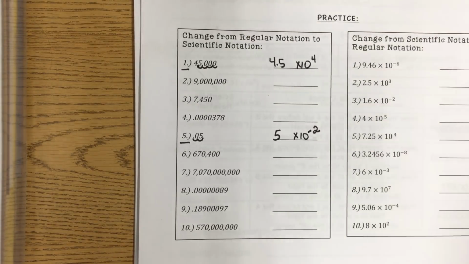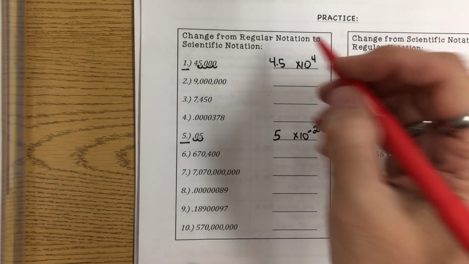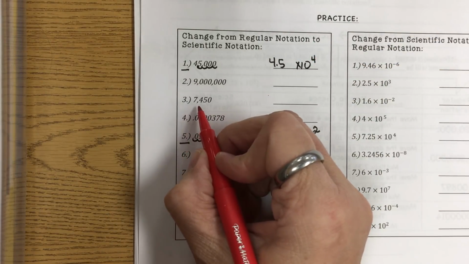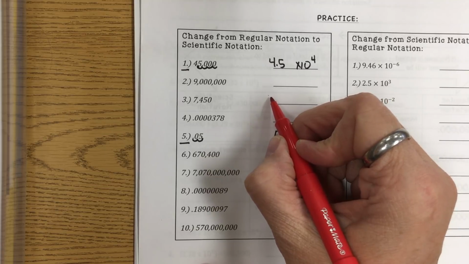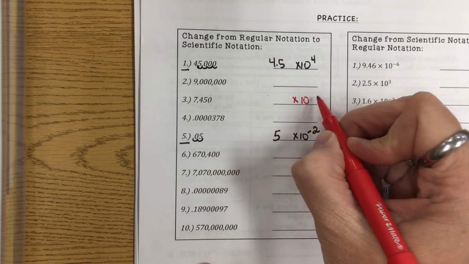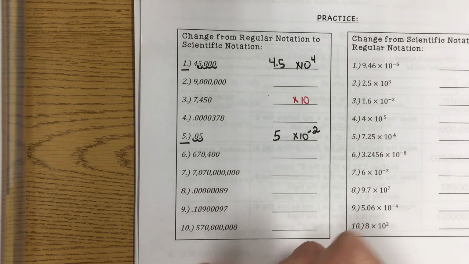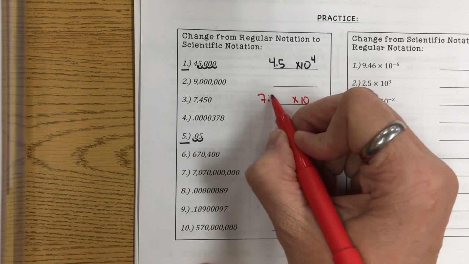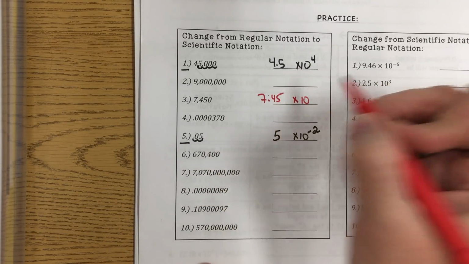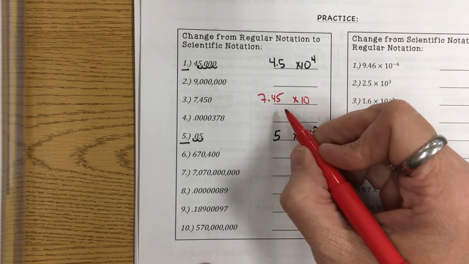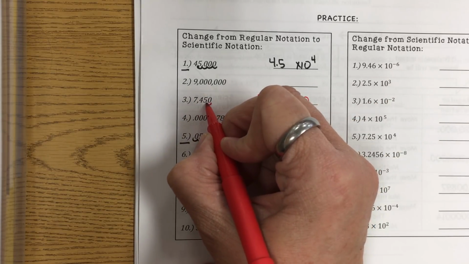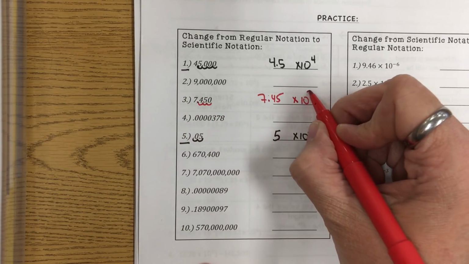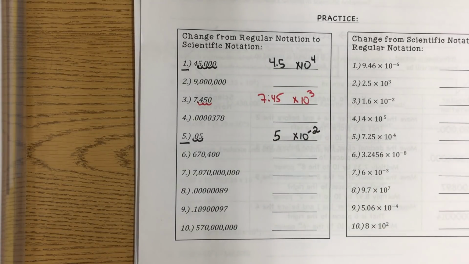Now, we'll do one more together of each of these, and then I'll have you do the rest. I'm going to pick number 3. Again, that's going to be a positive exponent. So 7.45. And you can put the 0 if you want, but you don't need the 0. I moved it over 1, 2, 3 times. So my exponent is 3.